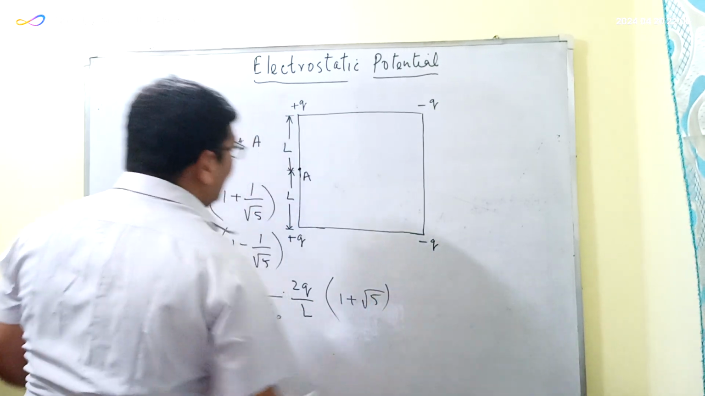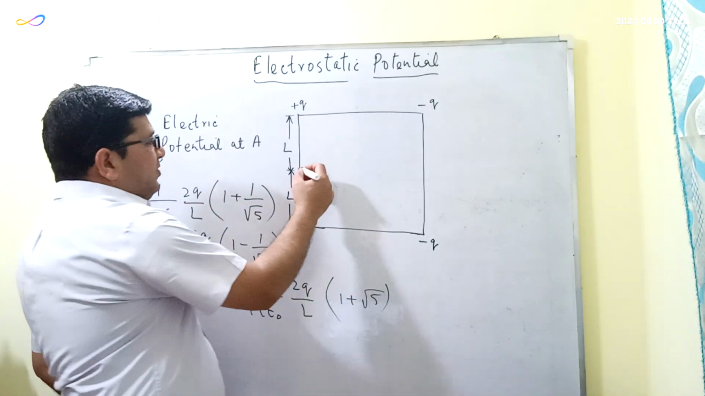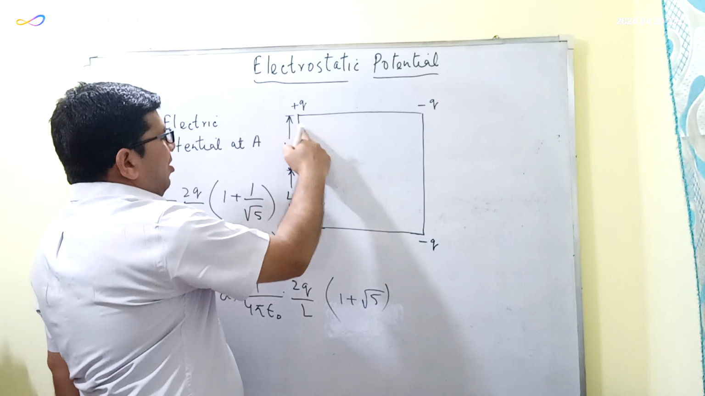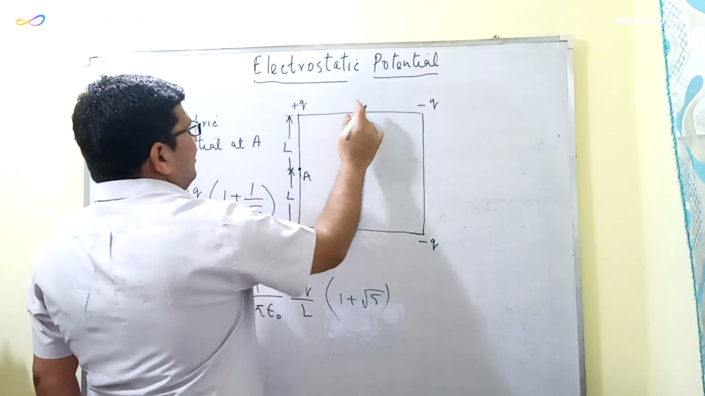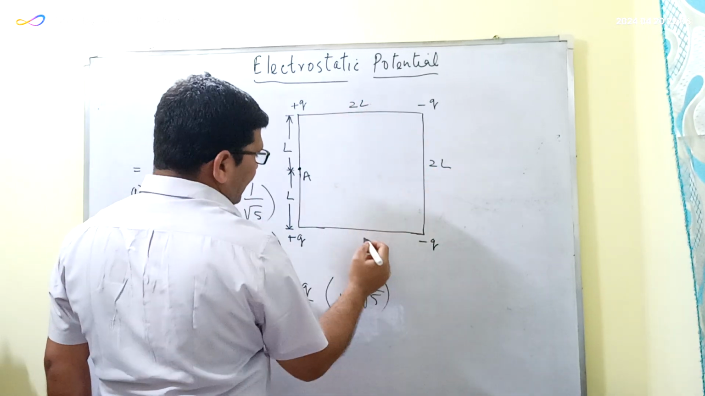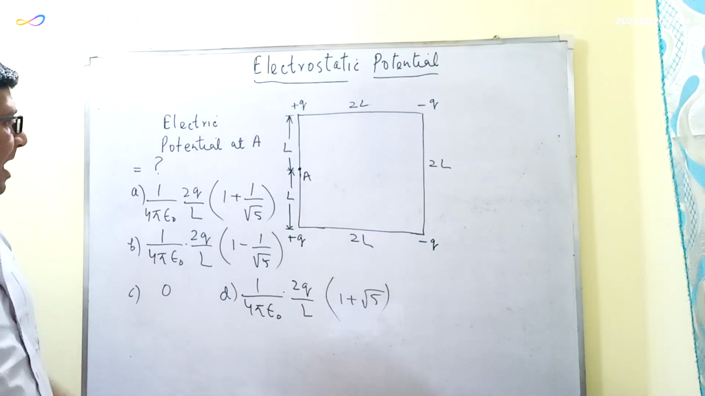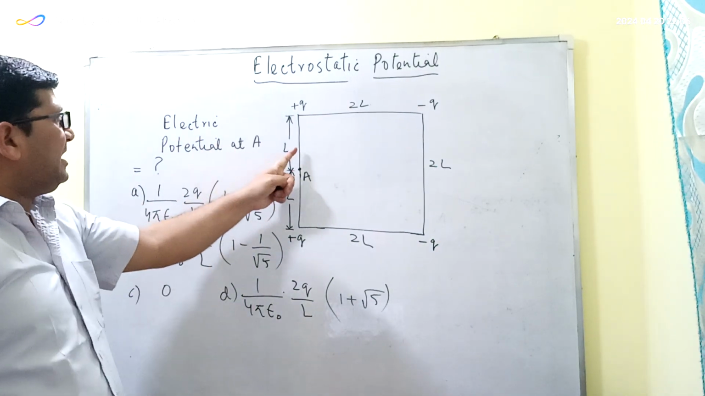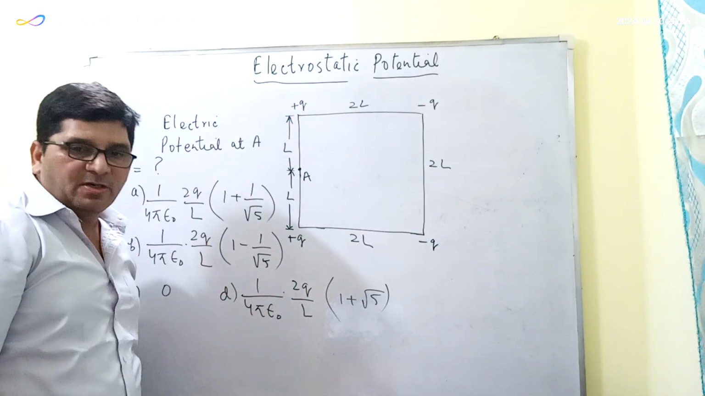So you have to find the value of the electric potential at this point A, which is the midpoint of this side, and this is a square. So the length of each side will be equal to 2L, right? Yes. You only have to find the electric potential at this point, because of these 4 charges which are placed at the corners of this square.